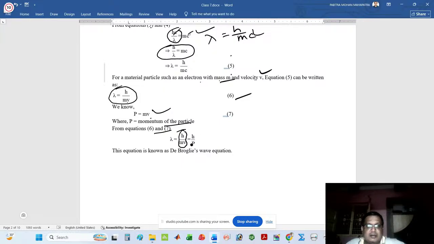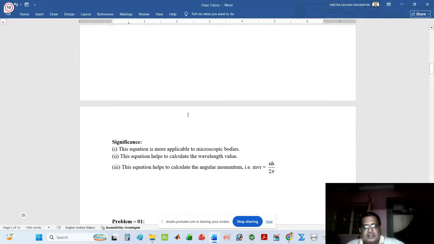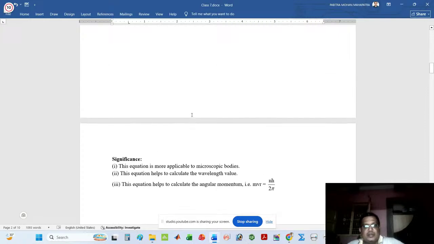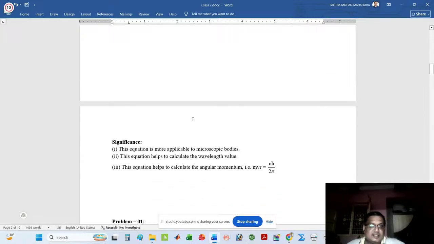Next, instead of mv, I can write p. So here I can write lambda is equal to h by mv is equal to h by p. This is your de Broglie's wave equation. What is the significance of de Broglie's wave equation?